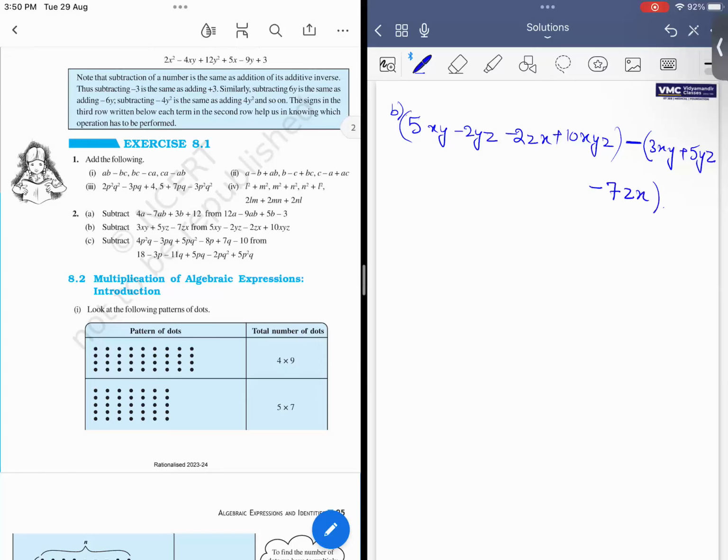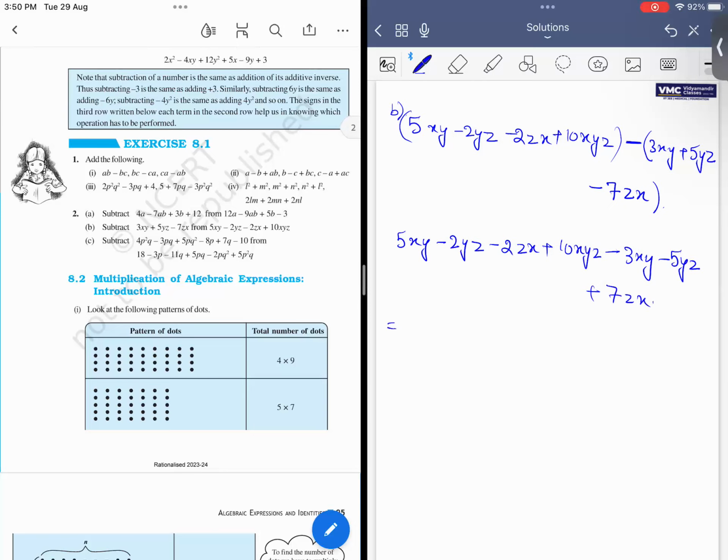Okay. Now open the second bracket as we have done. Open the bracket. The first bracket opens as it is, minus 2zx plus 10xyz, and again minus, so minus 3xy minus 5yz, and minus into minus becomes plus 7z. Now see the like terms, bring them together.